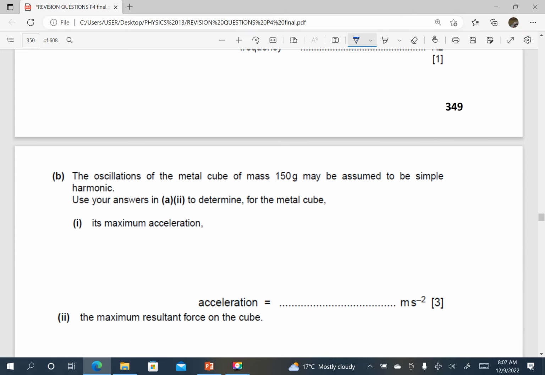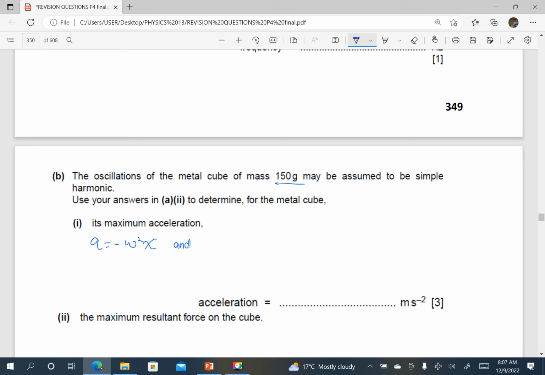The oscillations of the metal cube of mass 150 grams may be assumed to be simple harmonic. Use your answers in A Roman 2 to determine for the metal cube its maximum acceleration. From the defining equation of simple harmonic motion, we know that acceleration is equal to negative omega squared x. Acceleration is directly proportional to displacement, which means it is going to be maximum when the displacement is maximum.